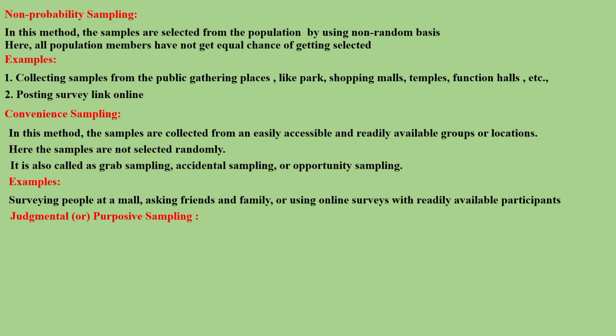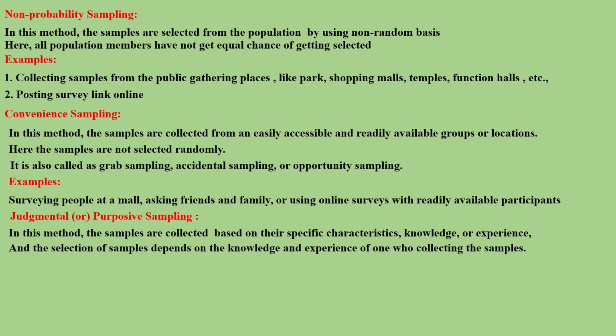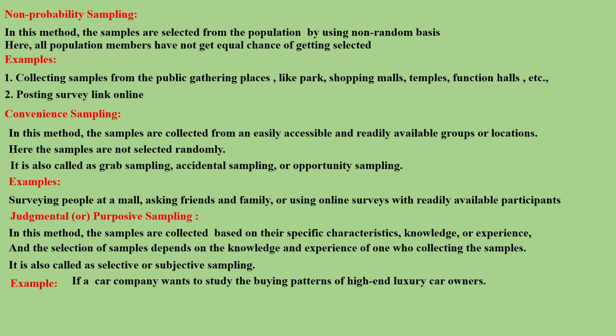Next, judgmental or purposive sampling. In this method, the samples are collected based on their specific characteristics, knowledge, or experience, and the selection of sample depends on the knowledge and experience of the one who is collecting the sample. So it is also called selective or subjective sampling. For example, if a car company wants to study the buying pattern of high-end luxurious car owners, the high-end luxurious car owners are selective people only, not common people. So this is very selective.